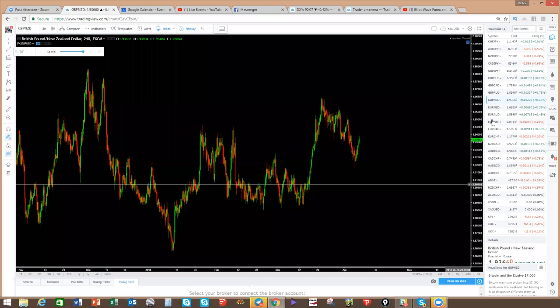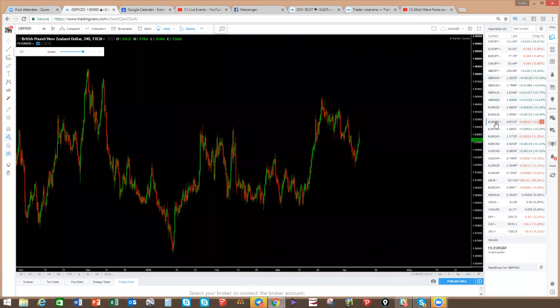All right. Is that all the pound pairs? Pound JPY, CHF, CAD, AUD, New Zealand. Let's start with the Euro pairs, and we'll start with the Euro pound.